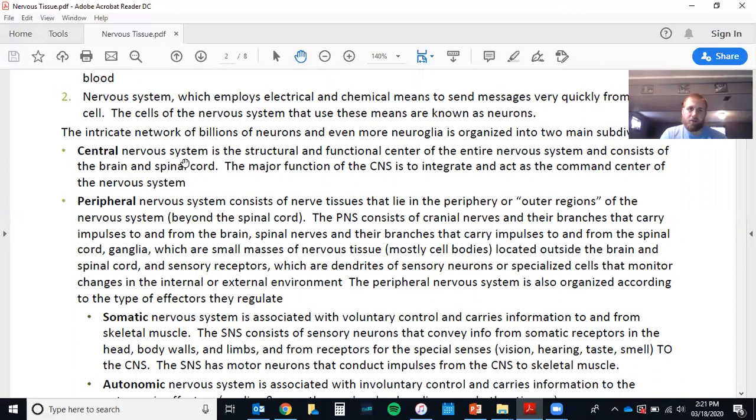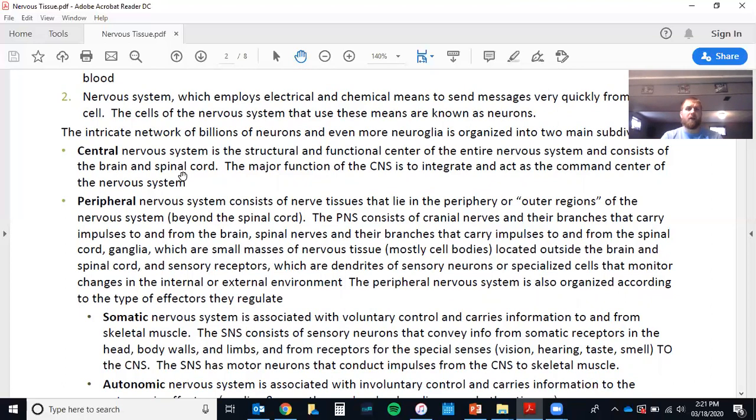Aside from what it does, these are the two things. It acts to integrate, so once again, to process that sensory information and decide what to do with it. So therefore, it's the command center of our nervous system. Really mainly in charge is the brain, and second in command, we could describe the spinal cord.